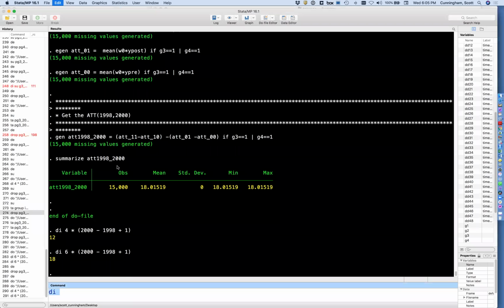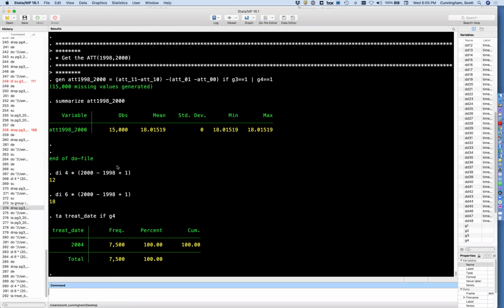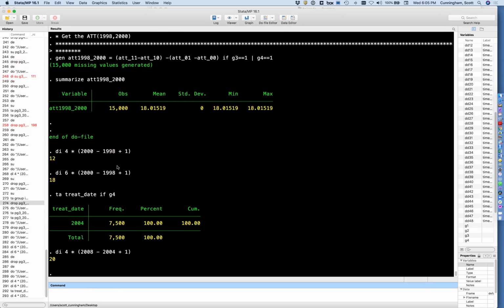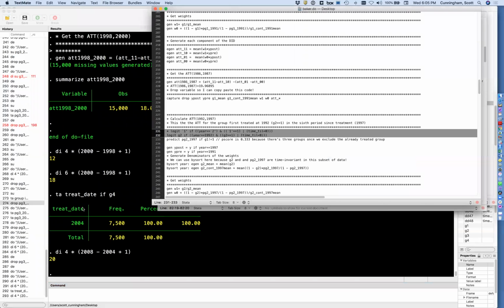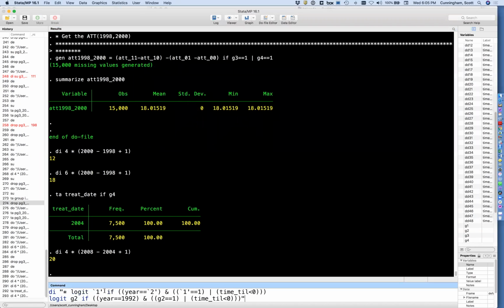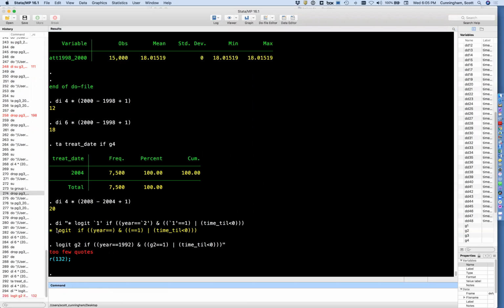So let's say we wanted to get tab treatment date if G4. All right, gets treated in 04. So say I wanted to get the 2008, it's a 20, right? If I wanted to get the group time average treatment on the treated for the fourth group in 08, it is a 20. How do I go about estimating it? Because look, get down here, all right? You got to take that form right there. Okay, so we got to get this form, all right? So let's do it real quick. Logit G4 if year equal 2004 and G4 equal 1 or time till less than 0.